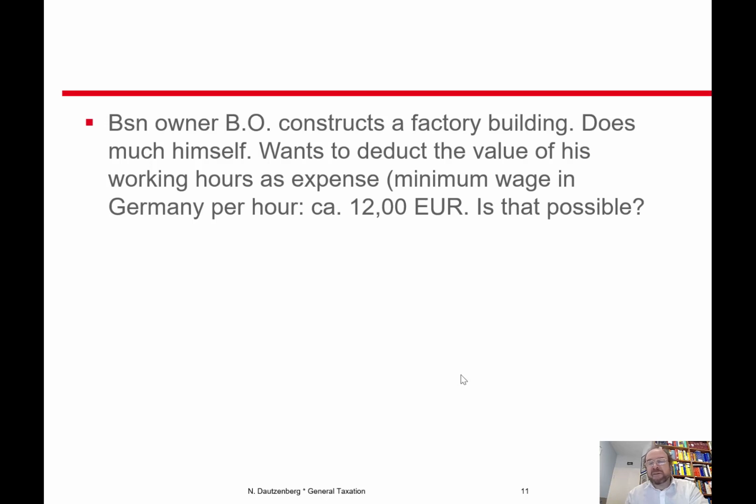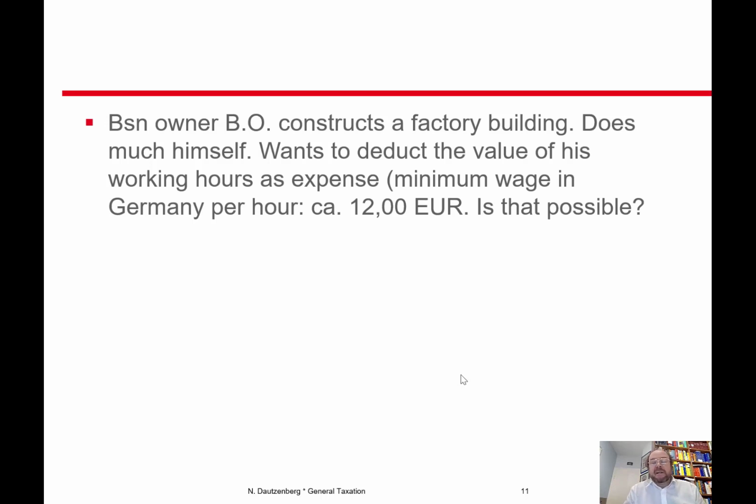Naturally you don't erect a factory building entirely on your own, but evidently he also worked together with other workers, and now he wants to deduct the value of his own working hours as expense. The minimum wage in Germany per hour is approximately 12 euros, so he wants to value the work which he contributed with 12 euro per hour he worked. The question is plain and simple, is that possible?